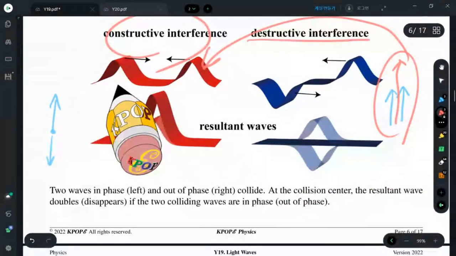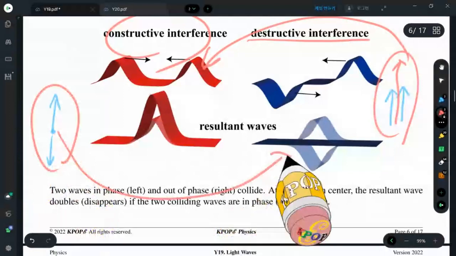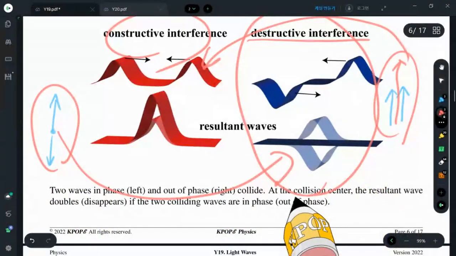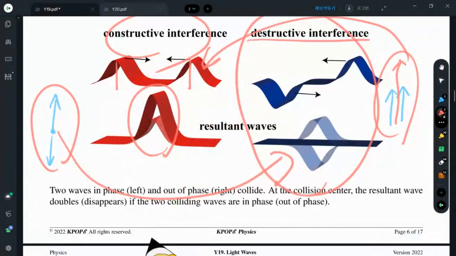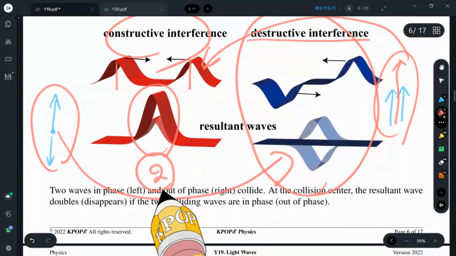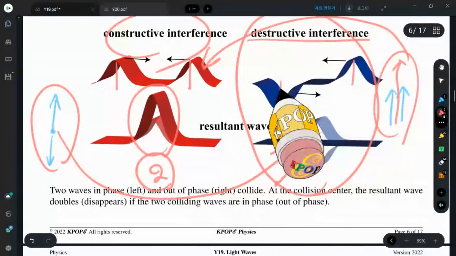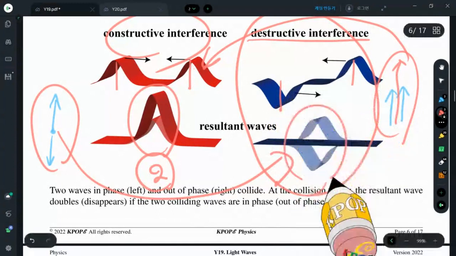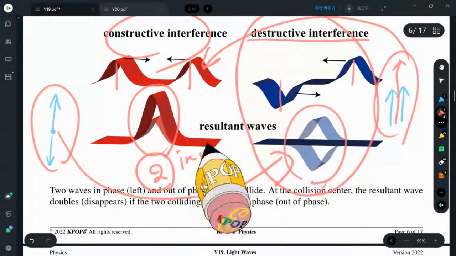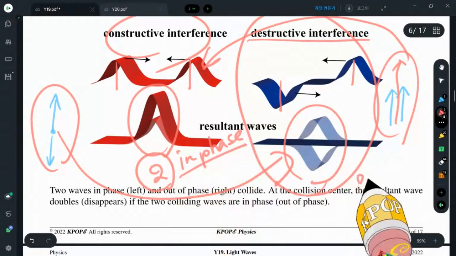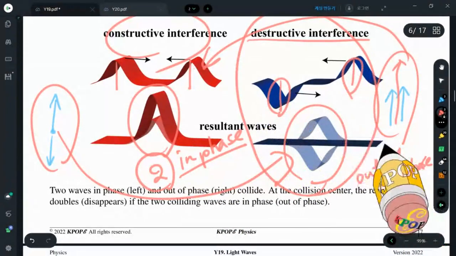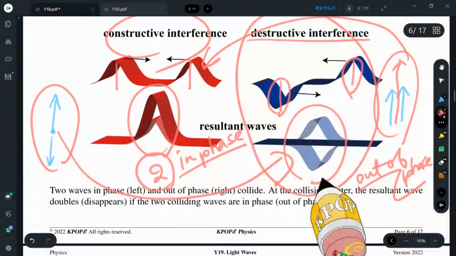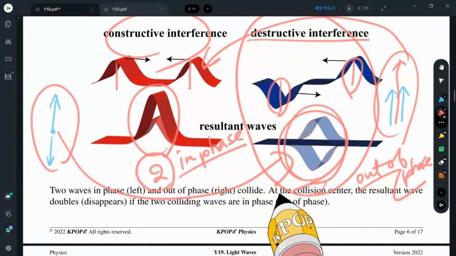This kind of addition is called constructive interference. This kind of cancellation is called destructive interference. So in the case when the amplitudes are the same, the constructive interference gives twice the original amplitude. If the amplitudes are the same, but they are completely out of phase, this is in phase, out of phase. If the two amplitudes are the same and the two waves are completely out of phase, then the resultant wave disappears completely.